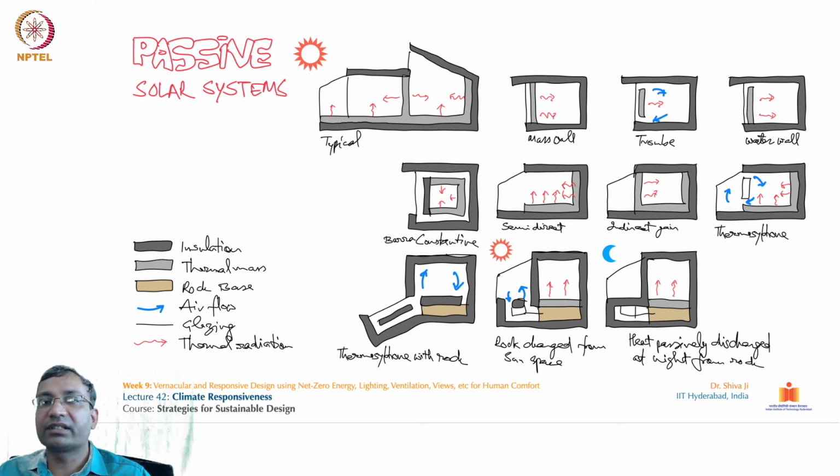Similarly you can see all of these examples, like how heat and conductivity can be controlled by applying such materials. In this combination you can see how the same cross section is going to behave during the day and night. That is also illustrated over here. This is a rock bed charged from a sun space during the day, and this heat is passively discharged at night from the rock bed. So this rock bed absorbs heat in the daytime and releases heat at night, so that there is a balance of temperature in the internal quarter. This is one of the important slides where we talk about choosing strategies for our designs.